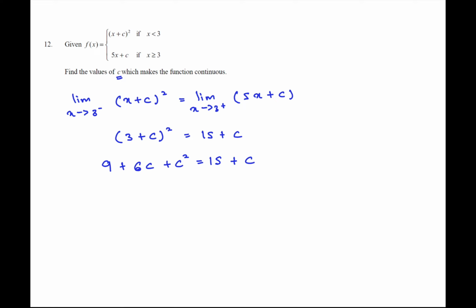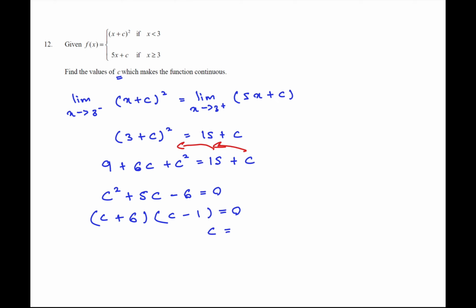Simplifying this one, we get c squared plus 5c minus 6 equal to 0. We get this after transferring all the items from the right hand side to the left hand side. So we can factorize this one. We get (c plus 6)(c minus 1), therefore c equals -6 and 1. So this is the answer for question number 12.